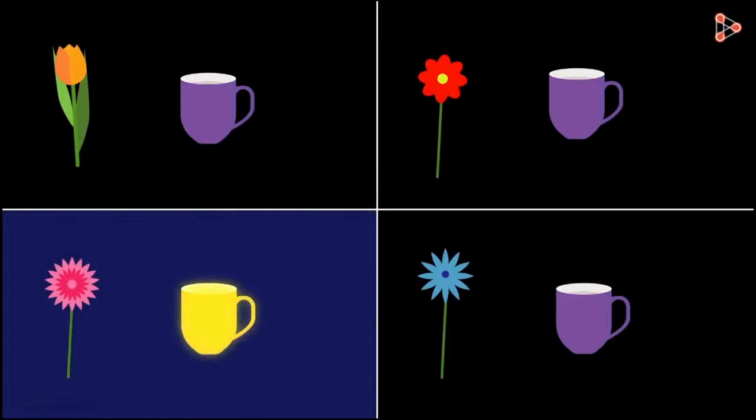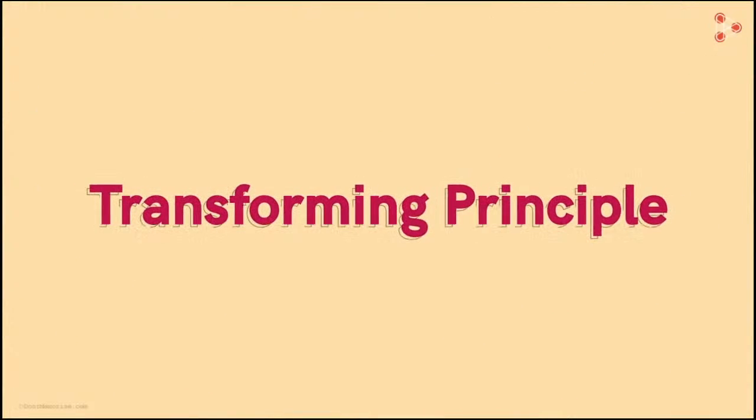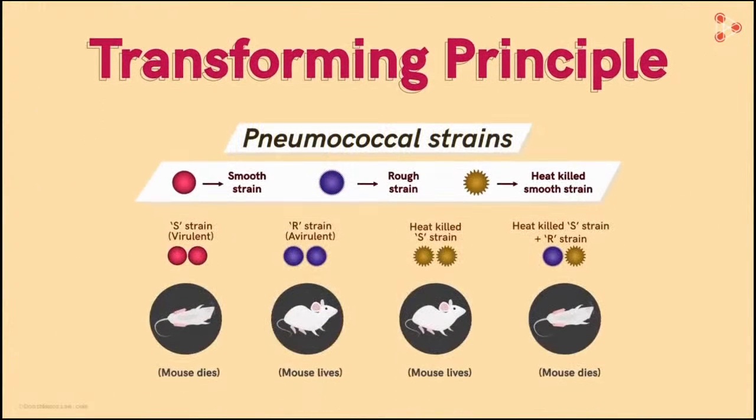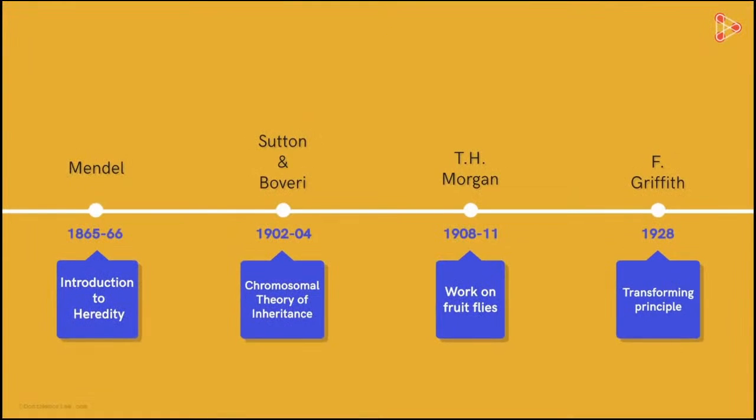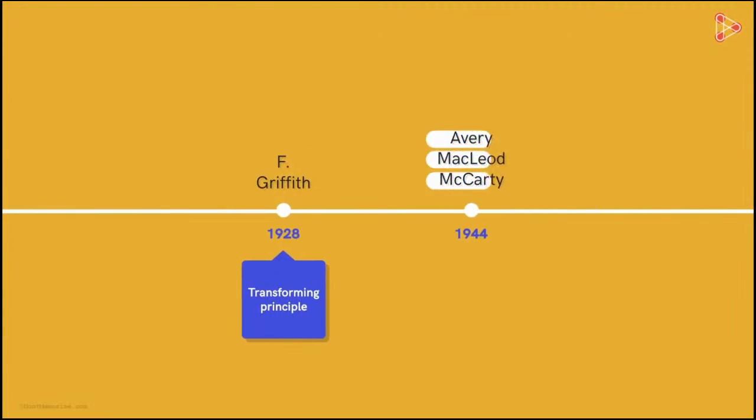The story was similar in the case of the transforming principle. After Griffith concluded his experiment on the bacteria named Streptococcus pneumoniae, the science world was now curious to know more about the transforming principle. Finding the answers was not a piece of cake though. It was almost 2 decades later that 3 scientists figured out what this transforming principle was. They tried finding out its chemical nature by testing every single component of the virulent bacterial strain.